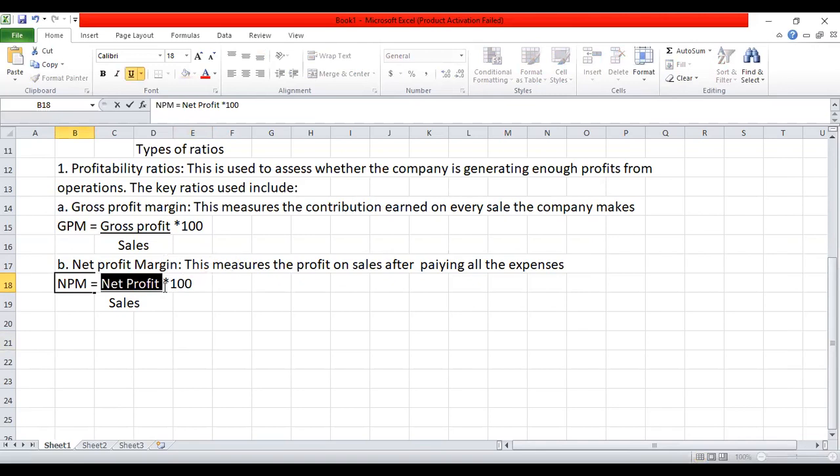So that is how we get the net profit margin. I think the rain has affected our internet. Then number 3 is what we call return on capital employed.